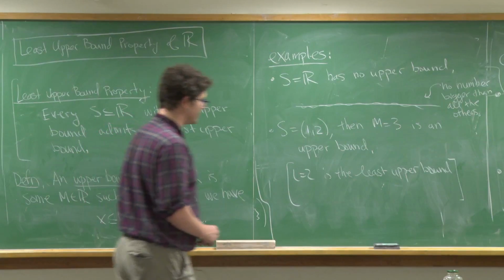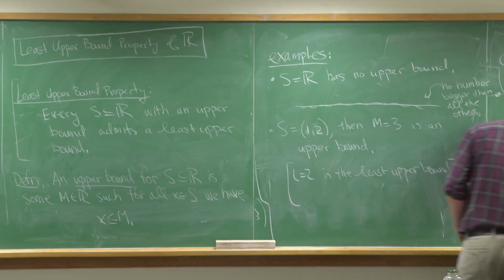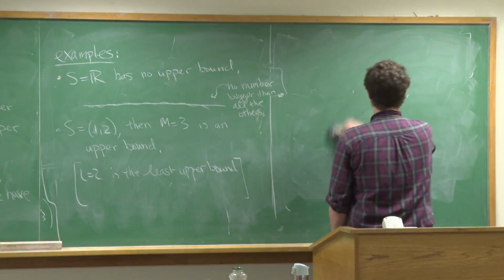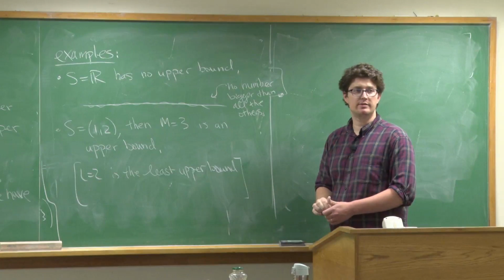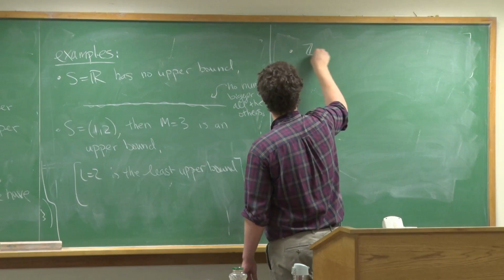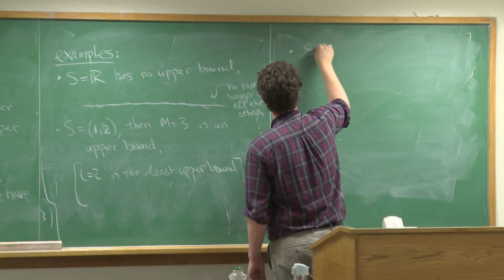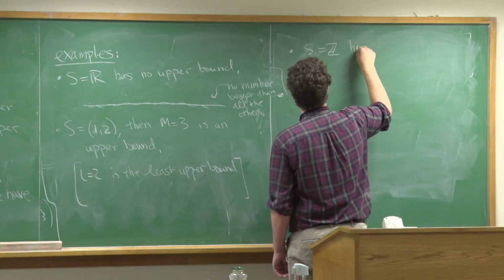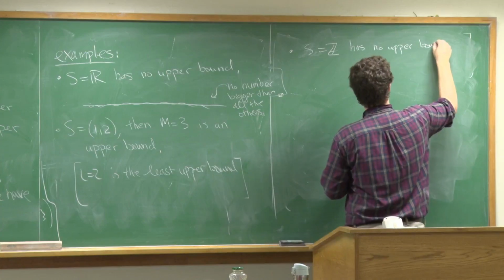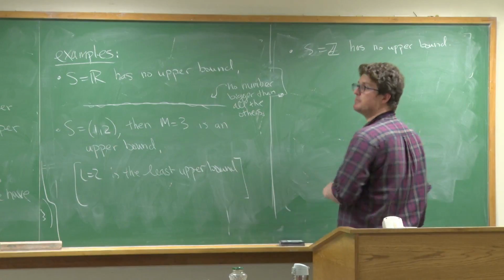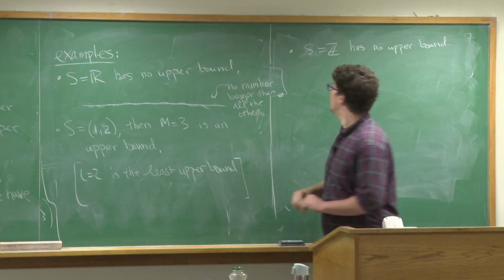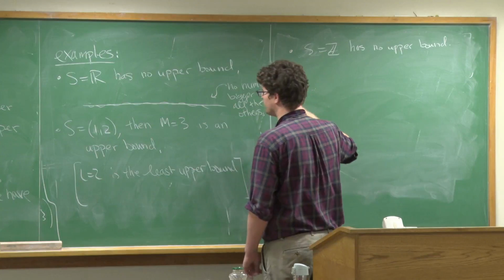Here, let me give you another example. Are the integers bounded from above? The integers are not bounded from above. So if S is equal to Z, it has no upper bound. The negative integers have an upper bound; the upper bound would be 0. So this is another example with no upper bound.